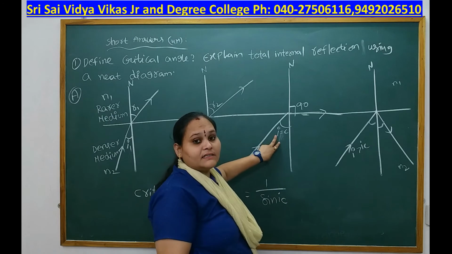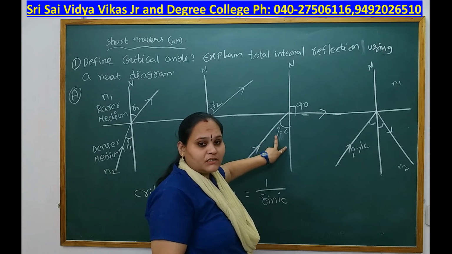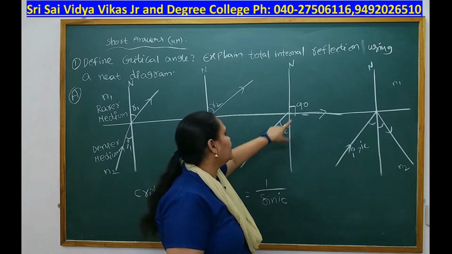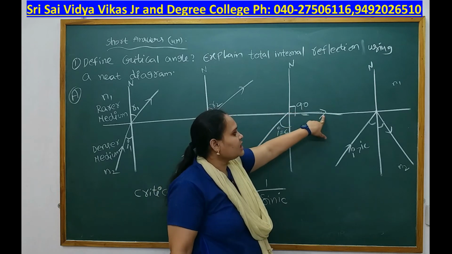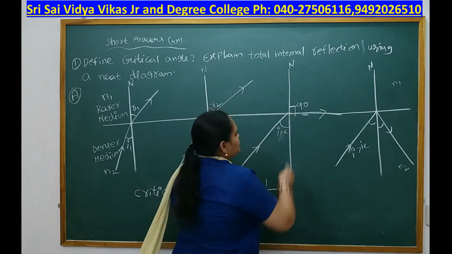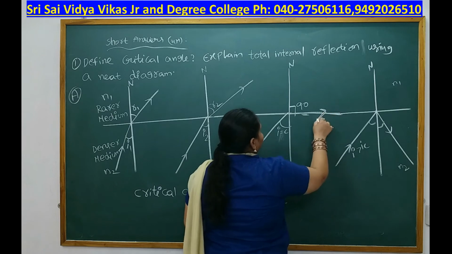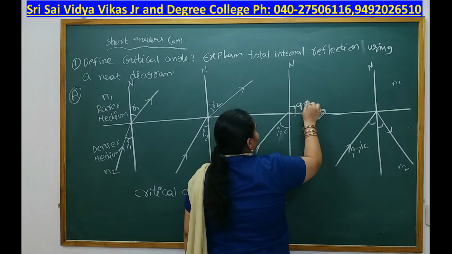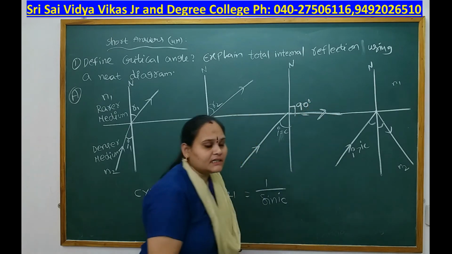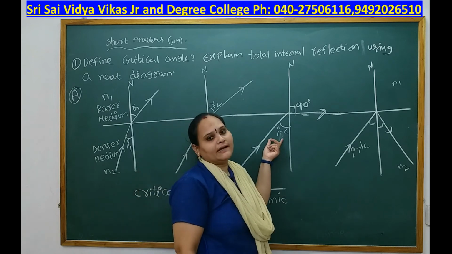Finally, the incident angle is equal to C, and that C is the critical angle. The transmitted ray goes along this line, the refracted line. That means the refracted angle becomes 90 degrees. This is nothing but the critical angle.